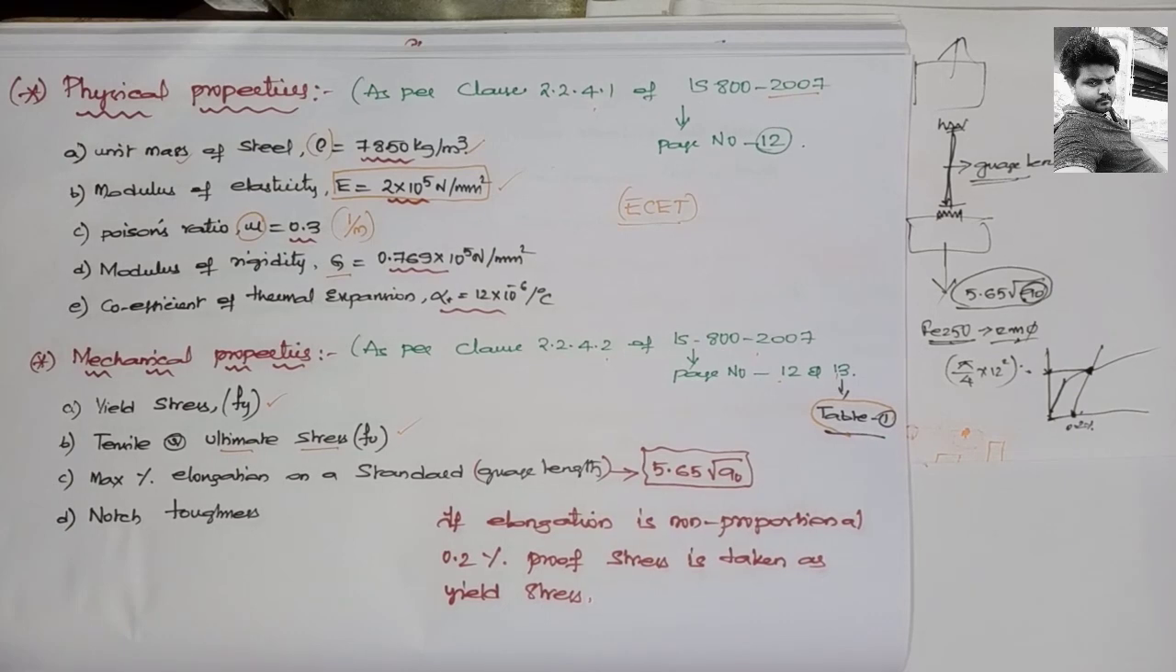So this is regarding your mechanical properties. And notch toughness is nothing but hardness. So these are some of the mechanical properties of steel structures. We'll go to the next slide.